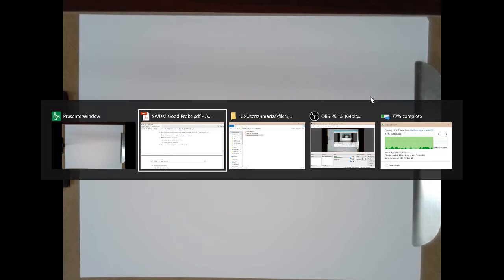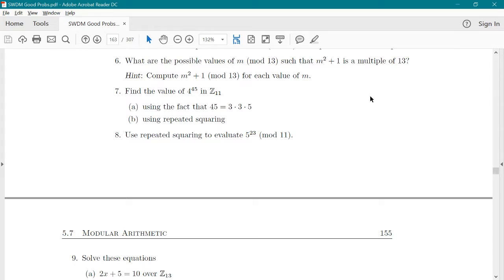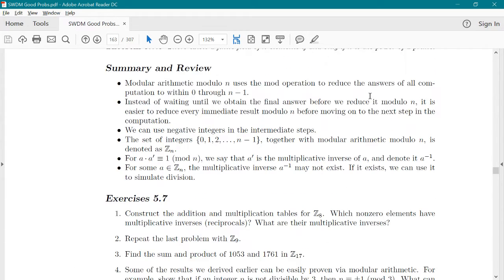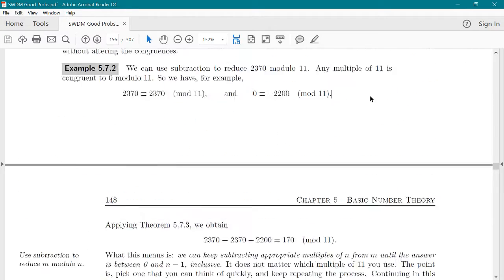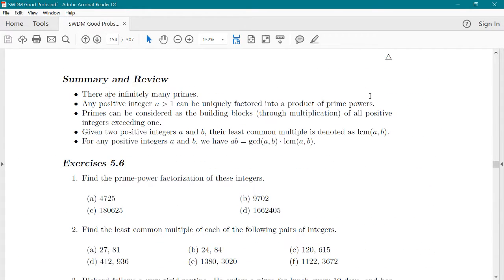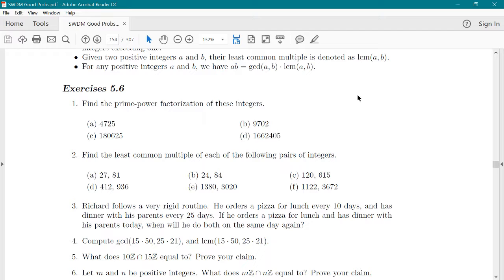All right, other questions? Prime factorization. I don't remember what problem it was, but other than just trial and error. I think it's 5.8. It's mostly trial and error. Yeah, you're still going to remember them. So find the prime power factorization of these integers. Yeah, purely trial and error. I think D was the one that took long. Let's take a nasty one. So 1662405.